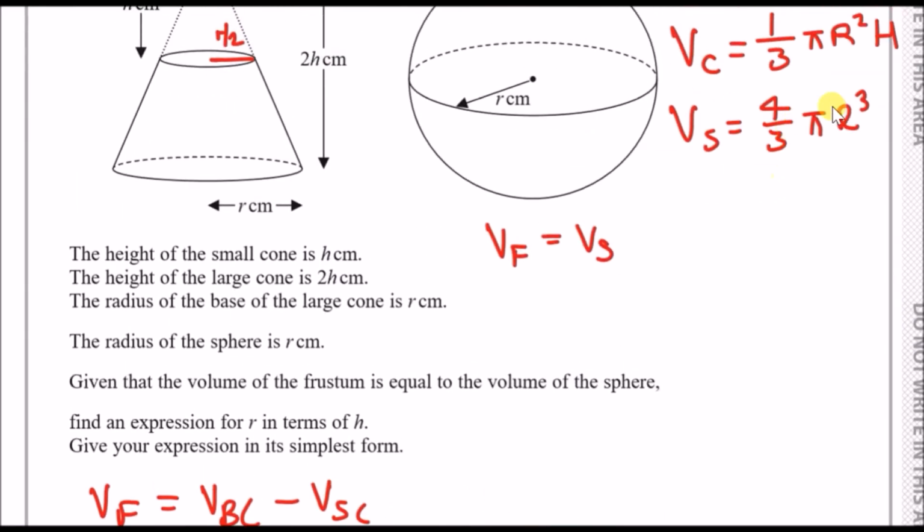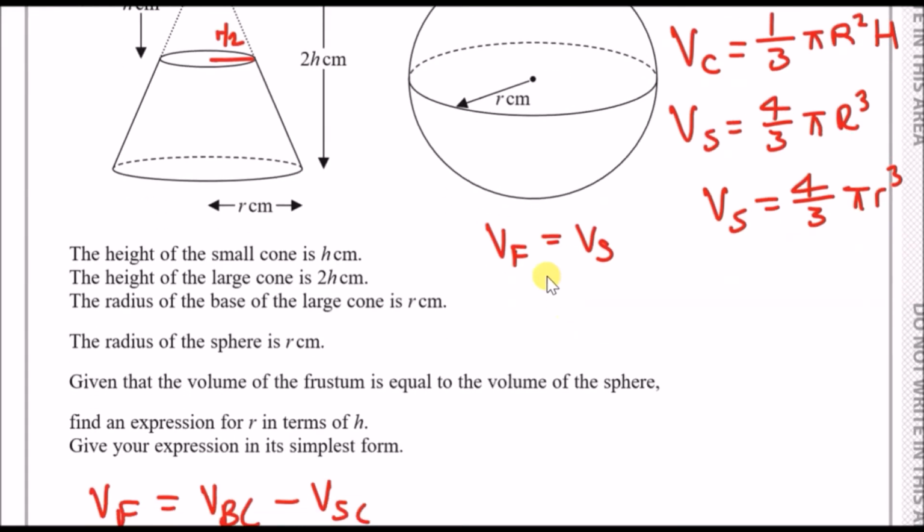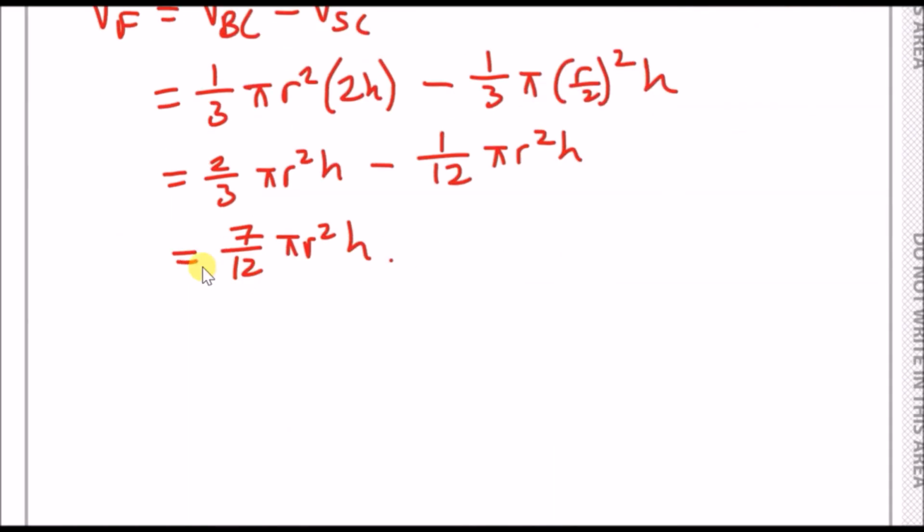And well, the volume of the sphere is just the formula itself. So technically, the volume of the sphere is just 4/3 pi r cubed. And now, according to the question, they told us that both of them are equal, right? So now we just equate this to the sphere. So we say, all right, 7 over 12 pi r squared h must equal 4/3 of pi r cubed.